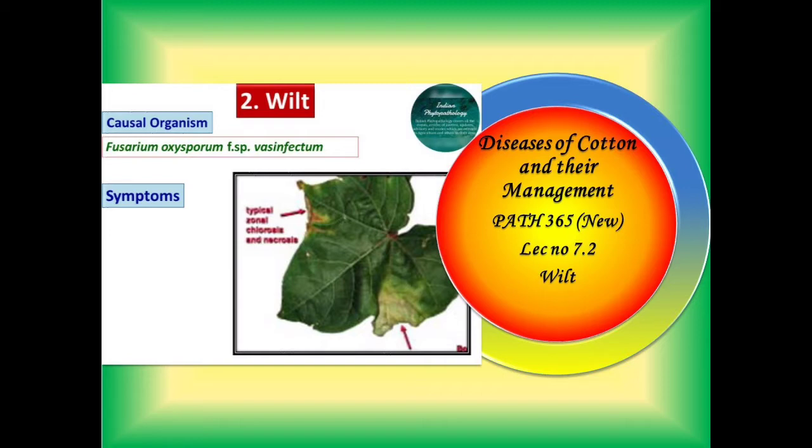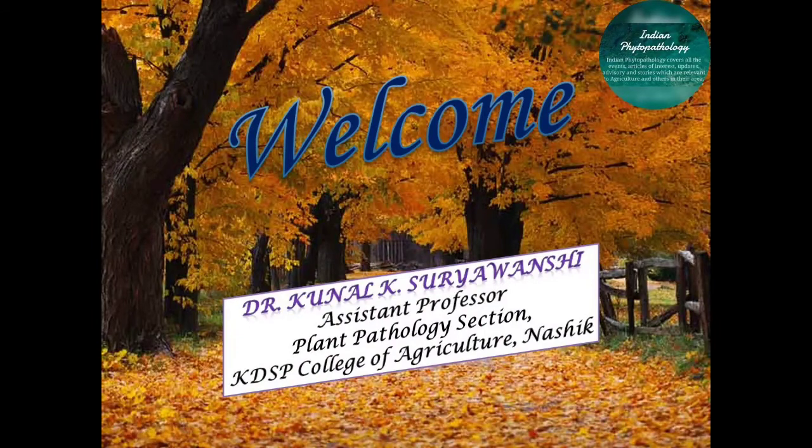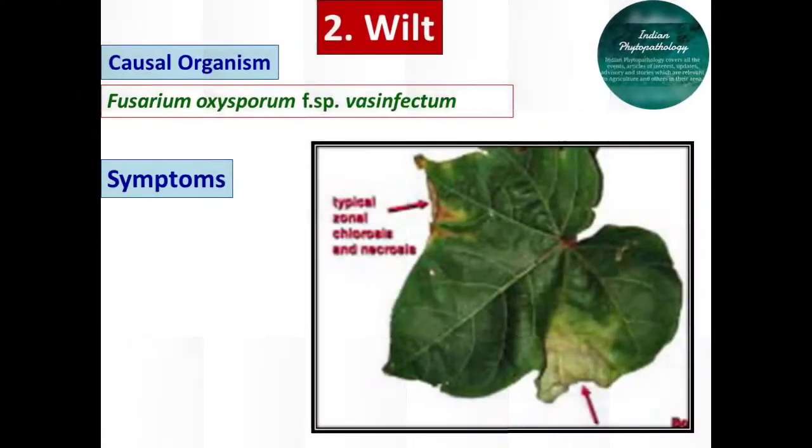In the previous lecture, we have studied bacterial blight of cotton or angular leaf spot of cotton, its causal organism, symptomatology and its management. In today's lecture, we will see wilt disease of cotton, that means Fusarium wilt of cotton. There are two types of wilt in cotton. The most important wilt is Fusarium wilt of cotton.